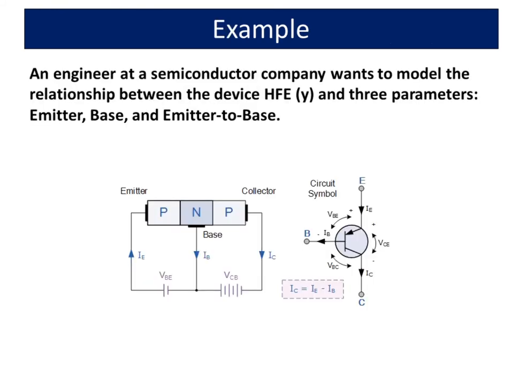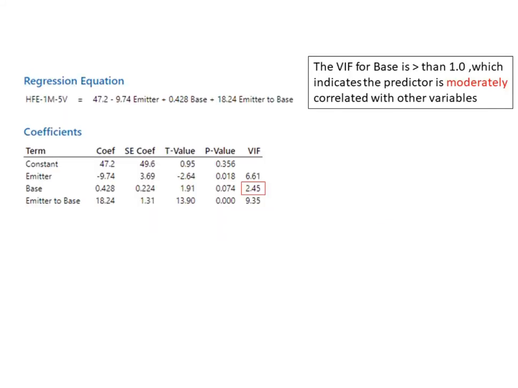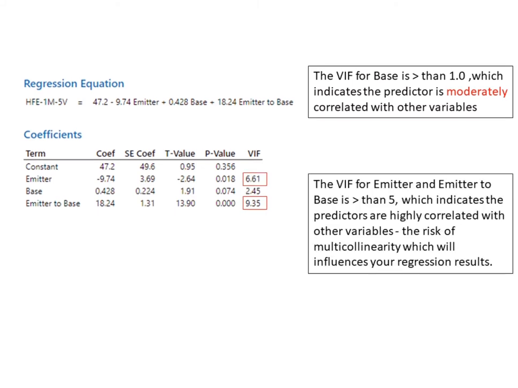Let's take a look at an example. An engineer at a semiconductor company wants to model the relationship between the device HFE and 3 parameters: emitter, base, and emitter to base. The VIF for base is greater than 1, which indicates the predictor is moderately correlated with other variables. On the other hand, the VIF for emitter and emitter to base is greater than 5, which indicates the predictors are highly correlated with other variables, the risk of multicollinearity which will influence your regression results.